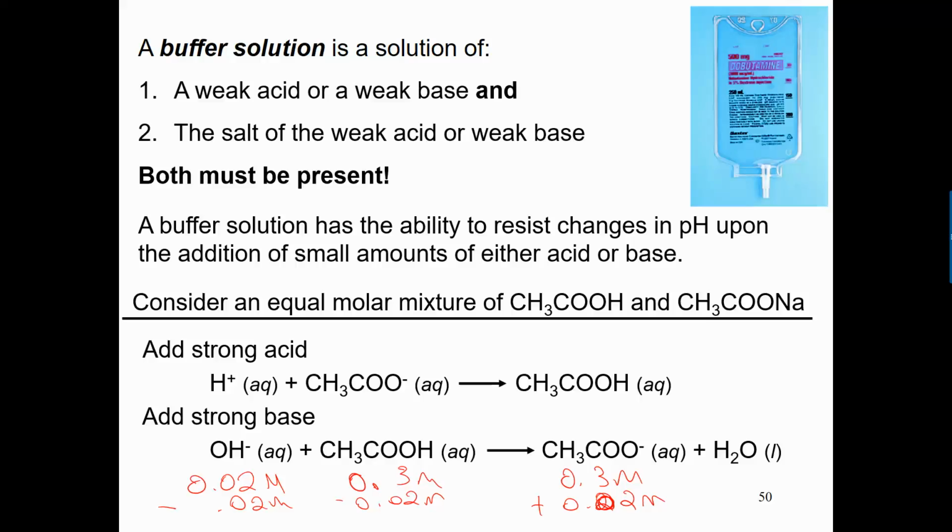So that's where these RICE tables can help us with the buffering systems, because they help us see the changes, and then we can recalculate the pH after we've made the changes through the common ion.